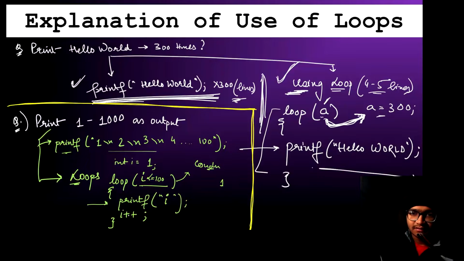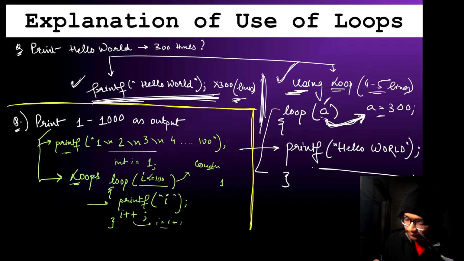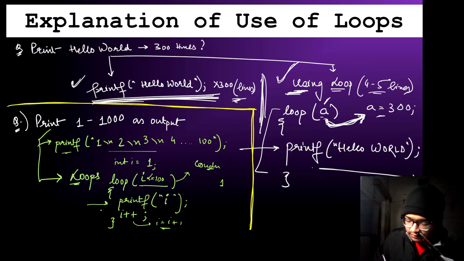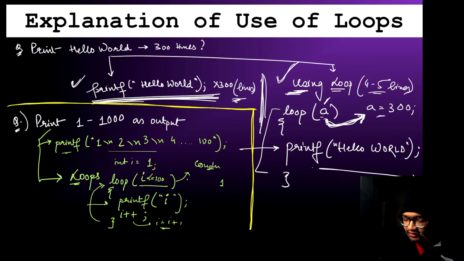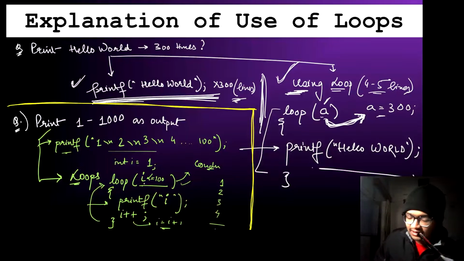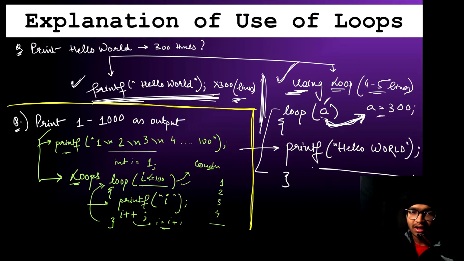After that, i plus plus. You already know what i plus plus means: i equal to i plus 1. So i plus 1 will become 2. Okay, so again the condition will be checked. 2 is less than or equal to 100, yes, true. 2, 3, 4, like this it will be printed up to 100. After printing 100, i will become 101. That time when the condition is checked, it will come out wrong because 101 is not less than or equal to 100. It will become false, and so the loop will terminate and it will have printed up to 100.